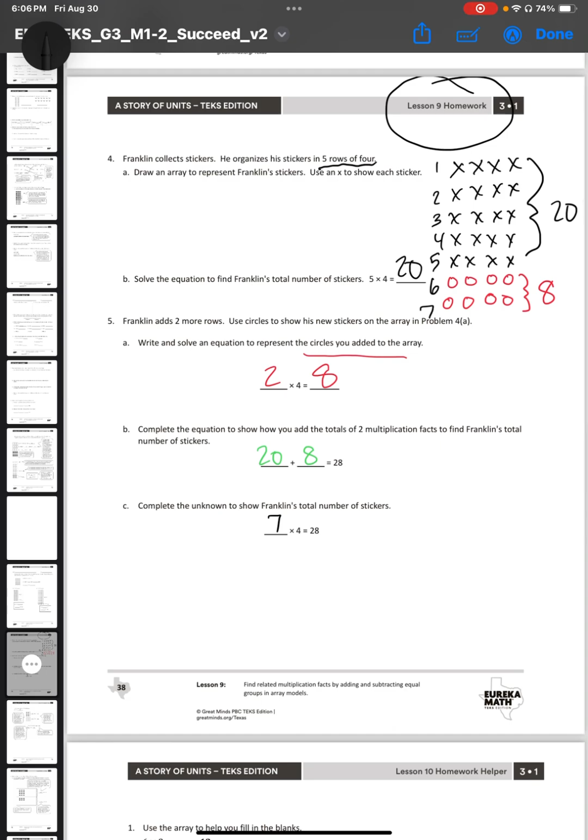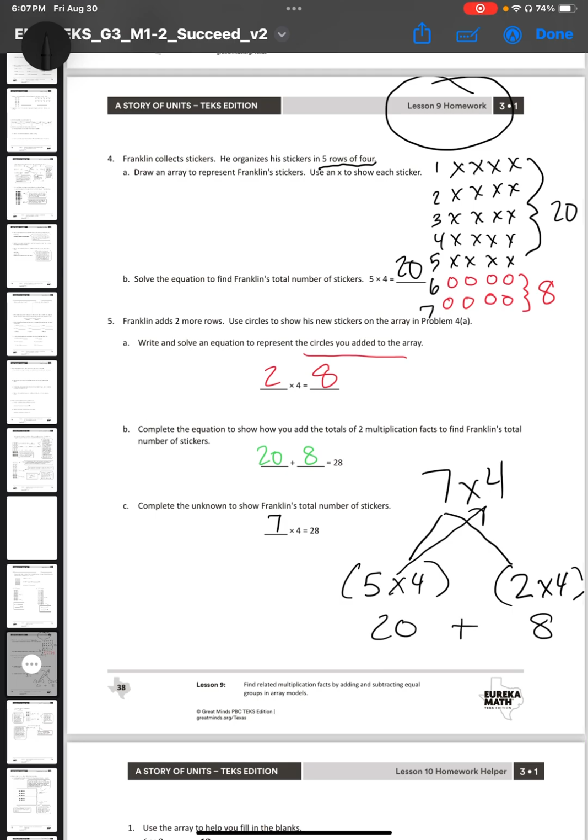This really starts to move us into the idea of decomposing numbers to solve multiplication problems. Had we had the problem 7 times 4 written out originally, what we've represented with this array is breaking the 7 down into 5 and 2. And so we have one section that's 5 times 4, and that was that top section, the initial part of the array that we built. The second part that we added, that red part, is represented with 2 times 4. Well, 5 times 4 is 20, 2 times 4 is 8. You put them together, and that's 28.